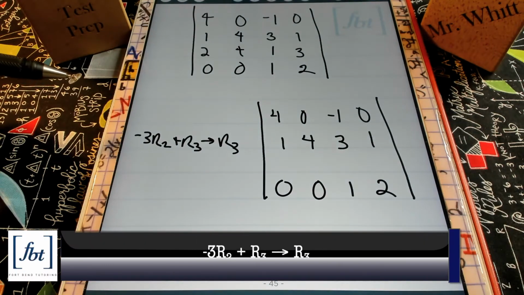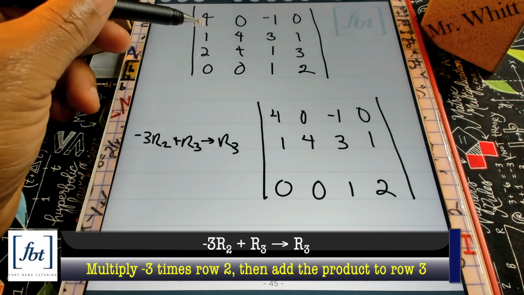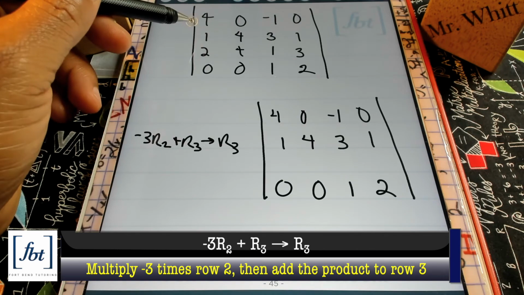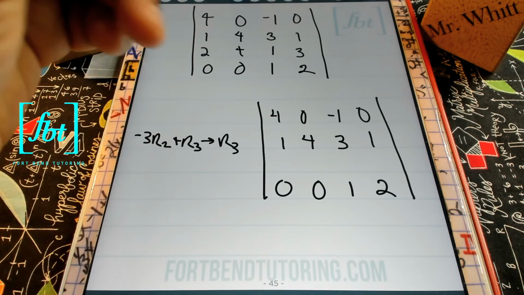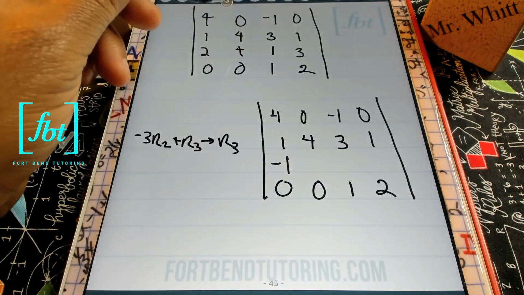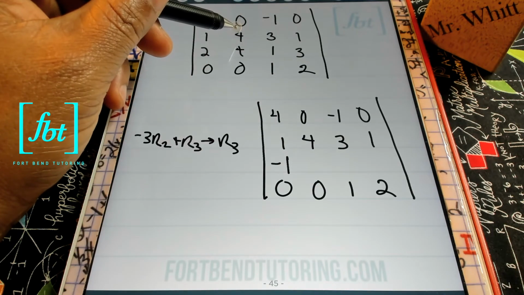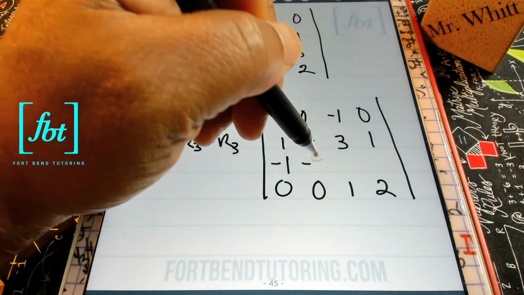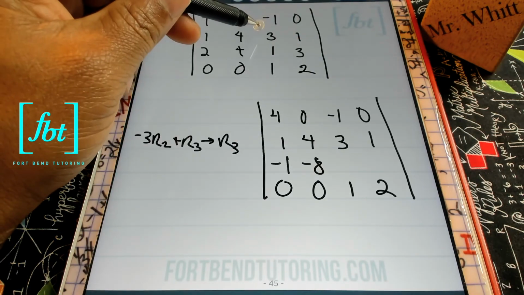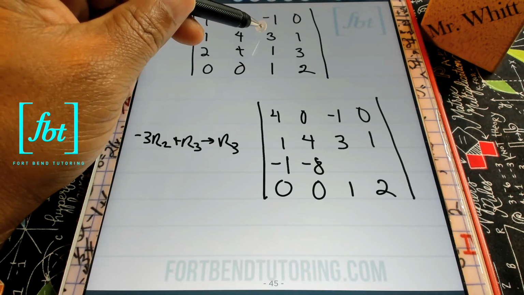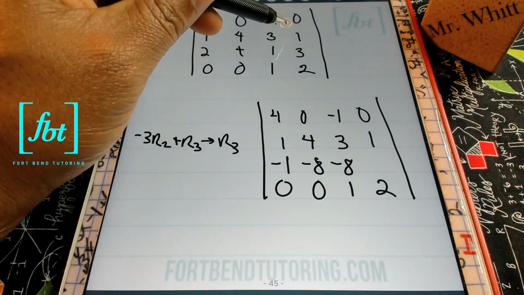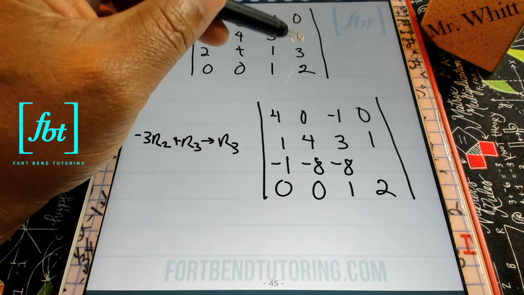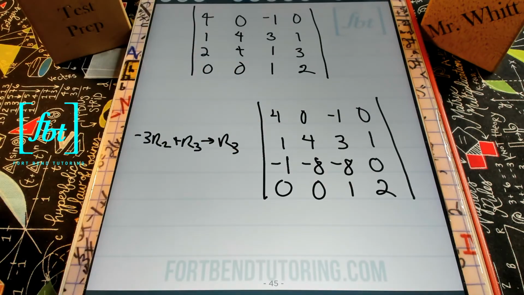From here, we need to multiply row 2 times negative 3 and add it to row 3. So 1 times negative 3 is negative 3, and 2 gives us negative 1. Then negative 3 times 4 is negative 12. Negative 12 and 4 give you negative 8. Then you'll have negative 3 times 3 is negative 9. Negative 9 plus 1 is also negative 8. And then you'll have negative 3 times 1 is negative 3. And negative 3 plus 3 gives you 0.